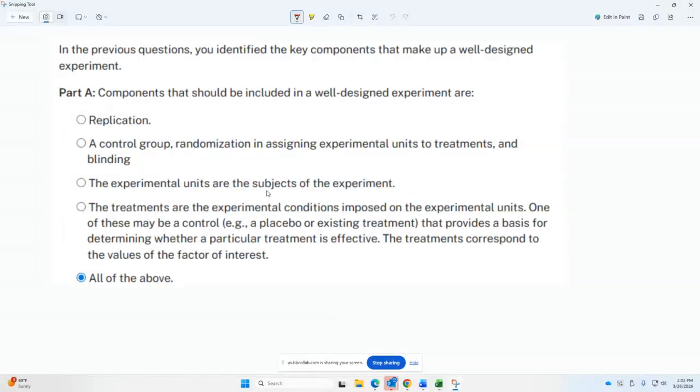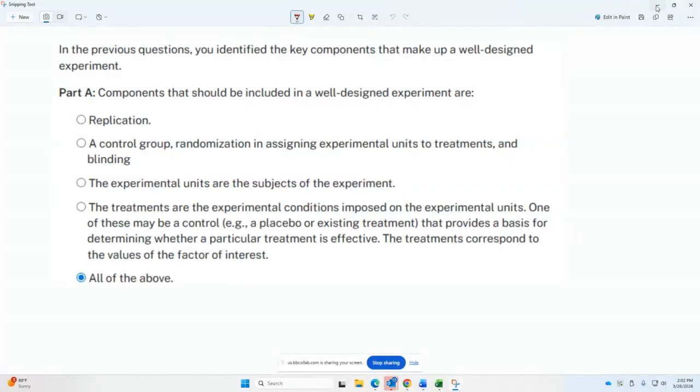The experimental units are the subjects of the experiment, and the treatments are the experimental conditions imposed on the experimental units. One of these may be a control, the placebo or existing treatment that provides a basis for determining whether a particular treatment is effective. The treatments correspond to the values of the factors of interest.